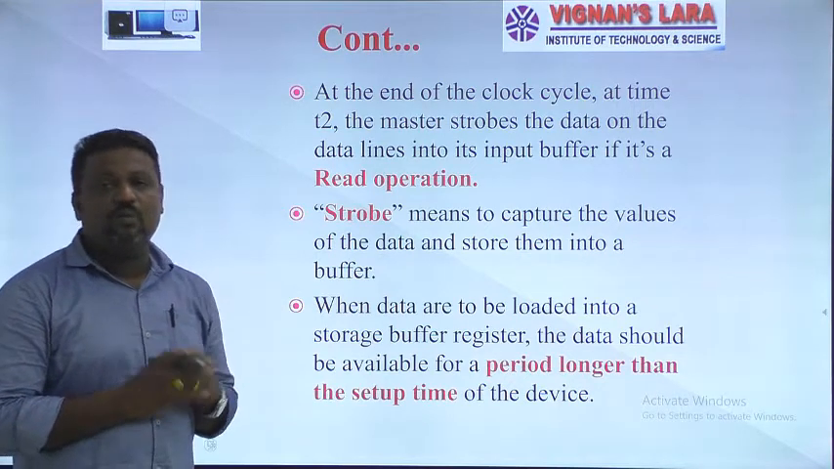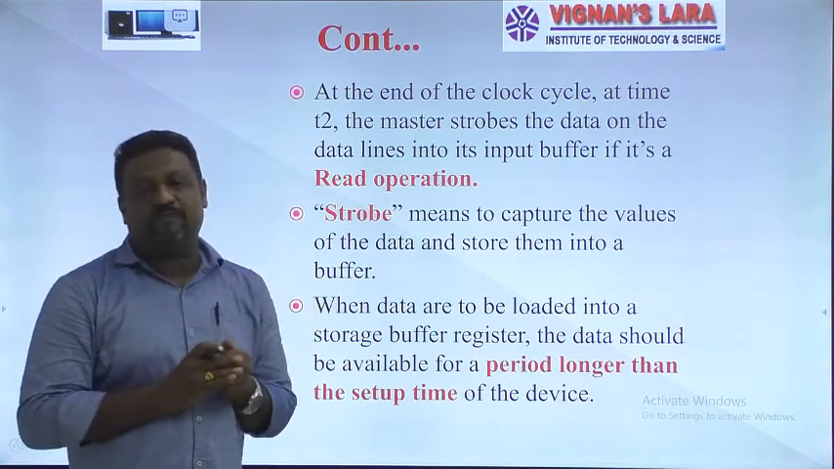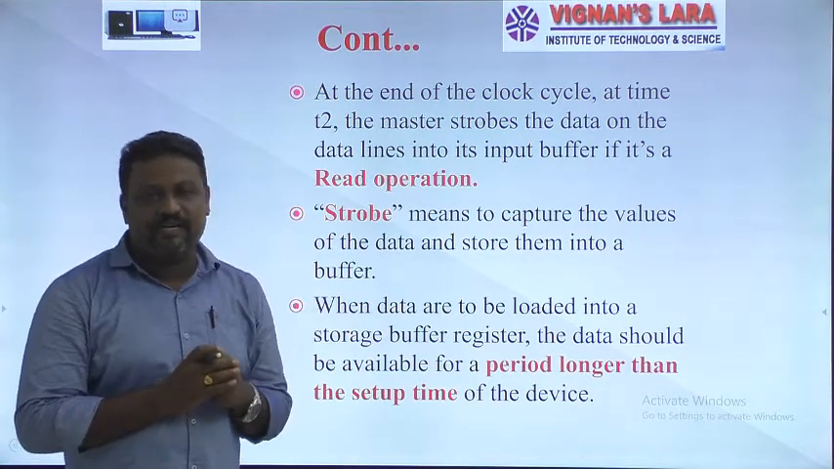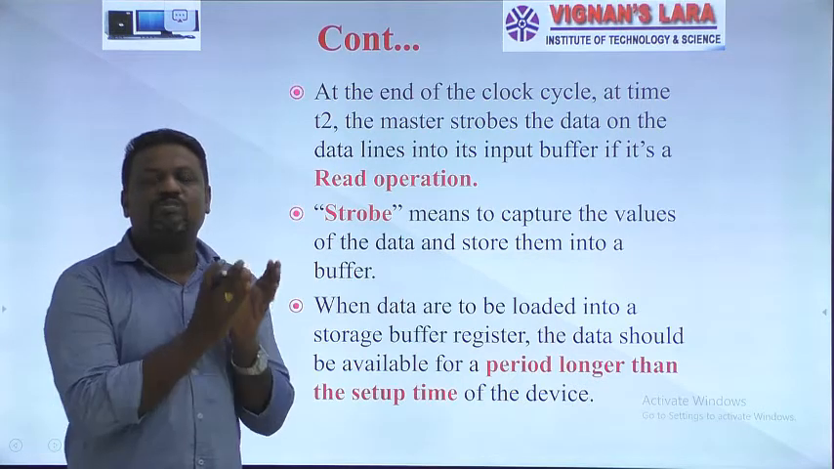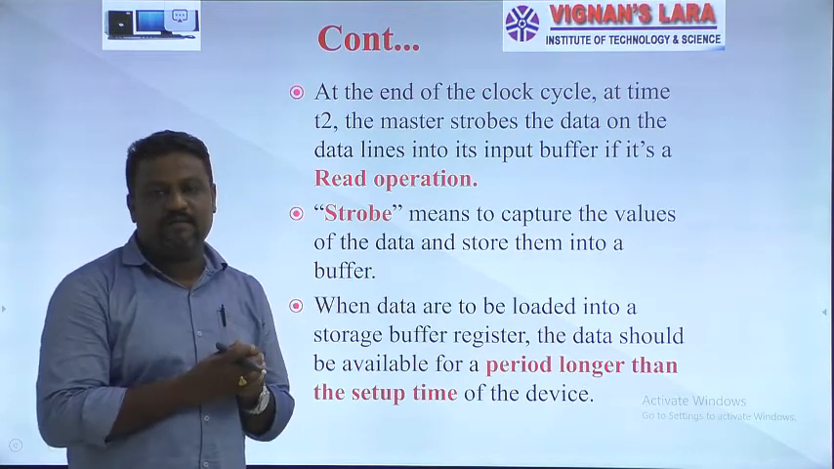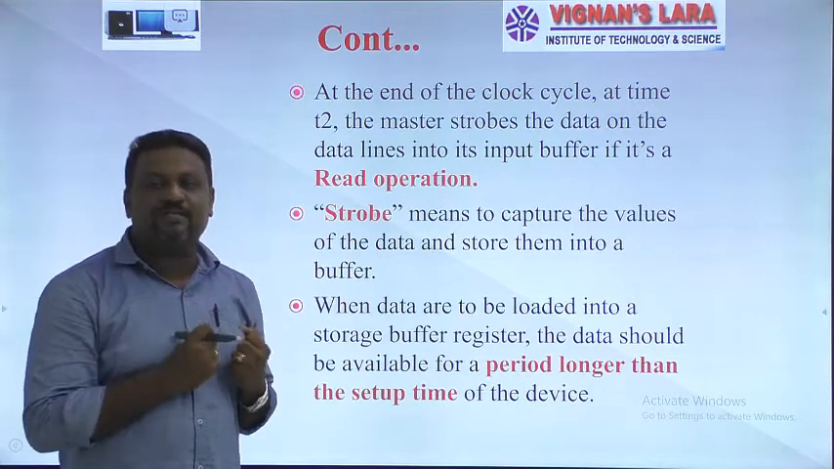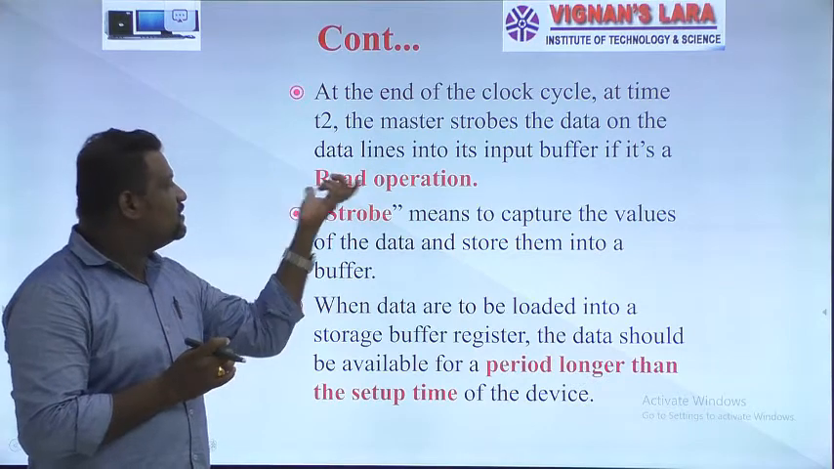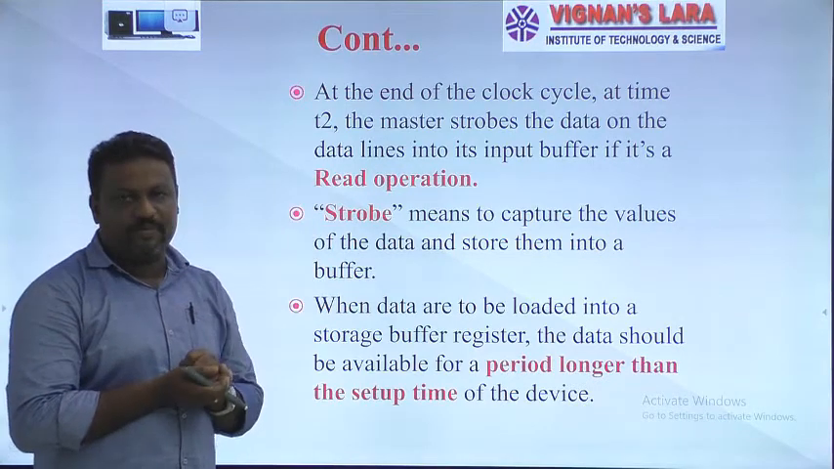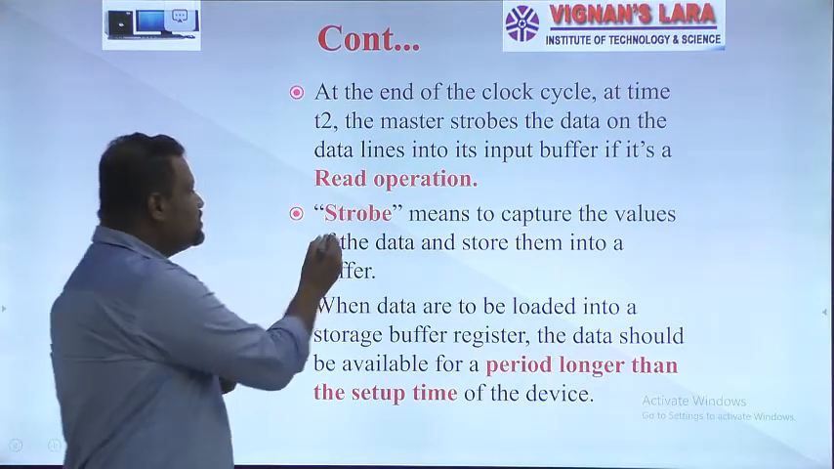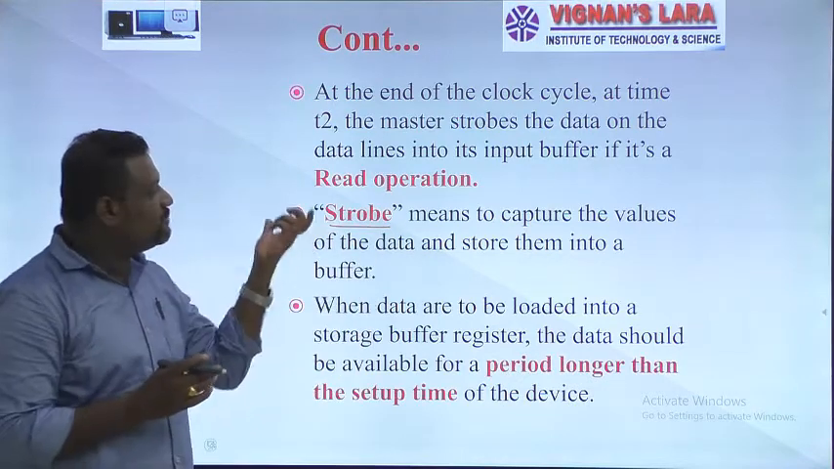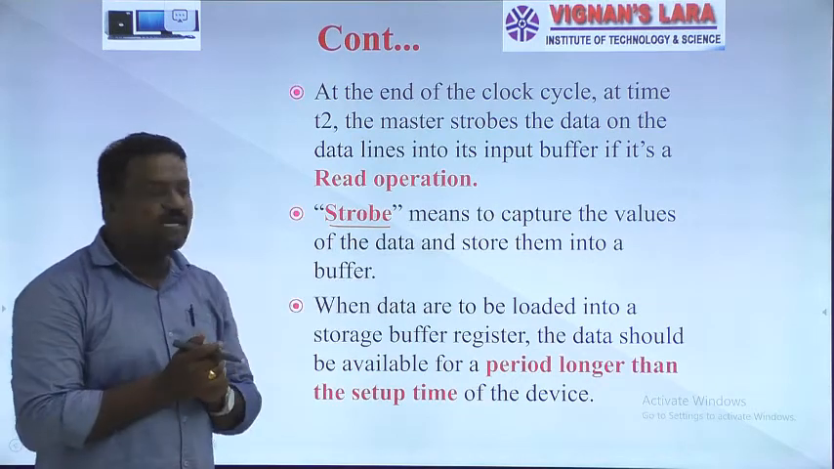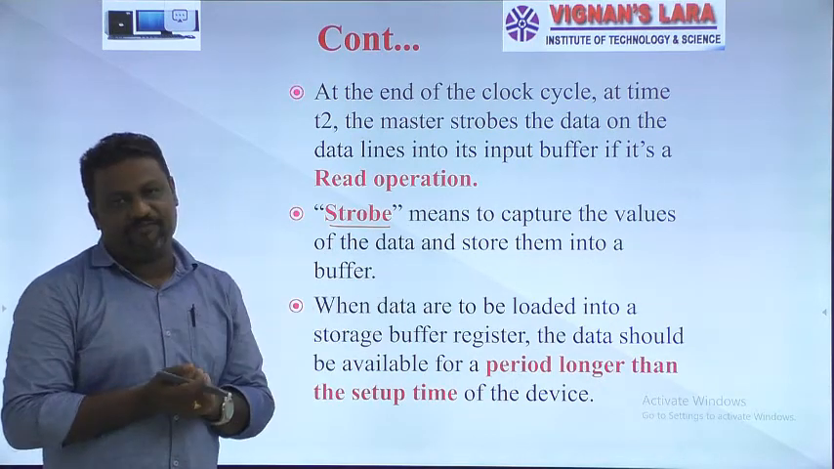That means whenever a master reads something from a slave, then at the end of the clock cycle, that is at T2, whatever data was presented on the data lines is received by the master and copied into its internal buffer register. That operation is what we call a read operation. The important thing here is the strobe. The meaning of strobe is to capture the values of the data and store them into a buffer.